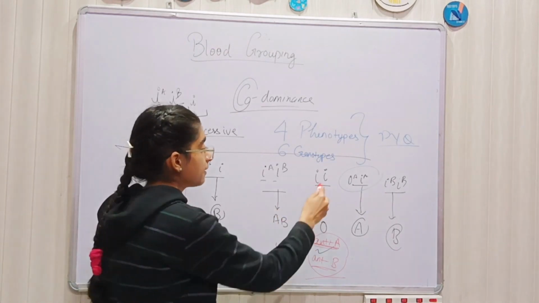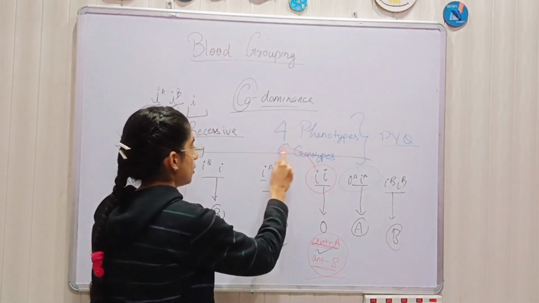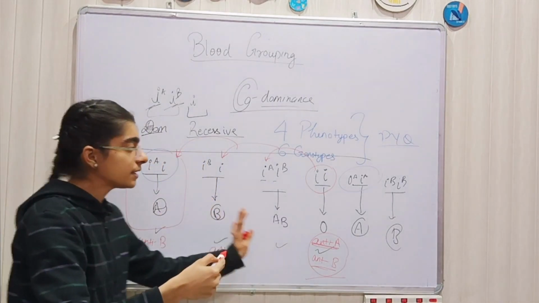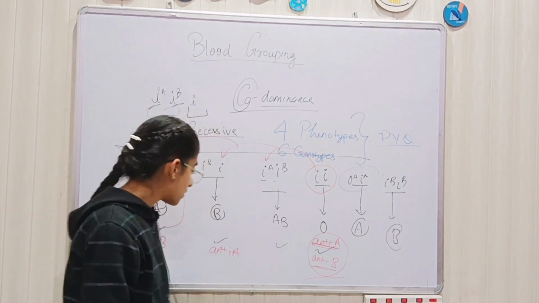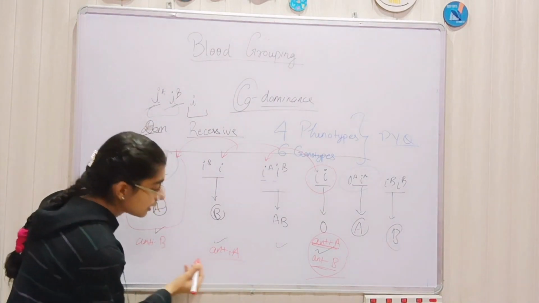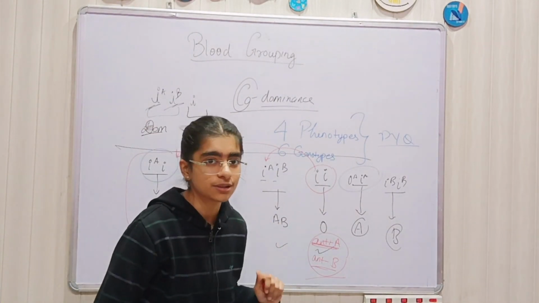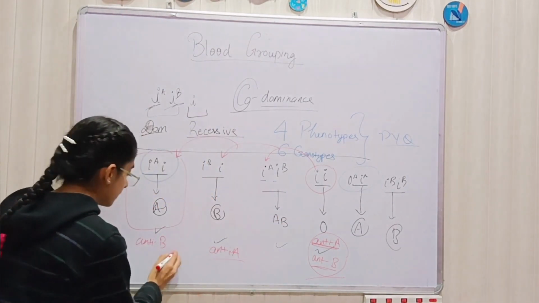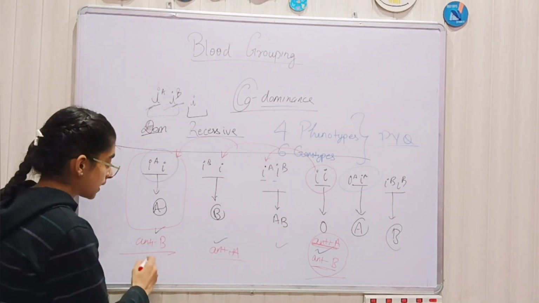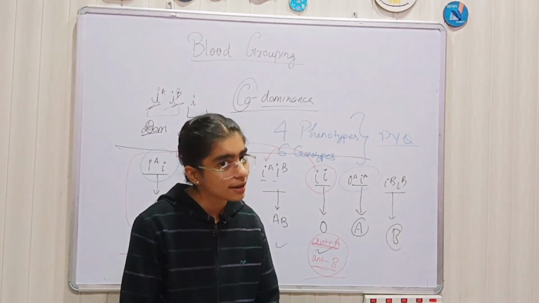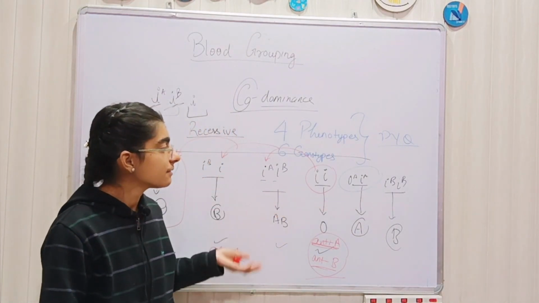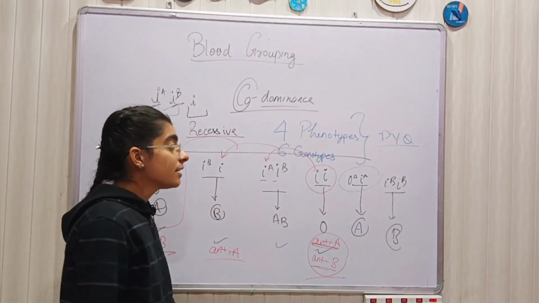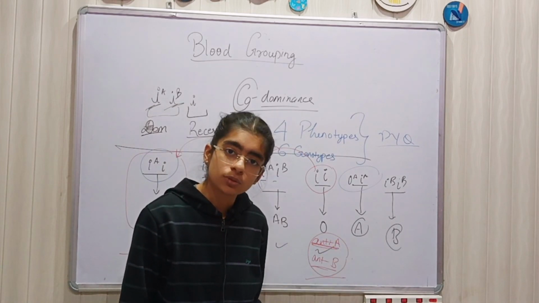But if I put the O blood group into any of these, will they show any reaction? No, because anti-A is opposing the A blood group, but this is not A blood group. This is O, and it does not have any antigen. And this is opposing B blood group, but again it does not have any antigen. So these can be called universal donors. More specifically, O negative will be the universal donor.